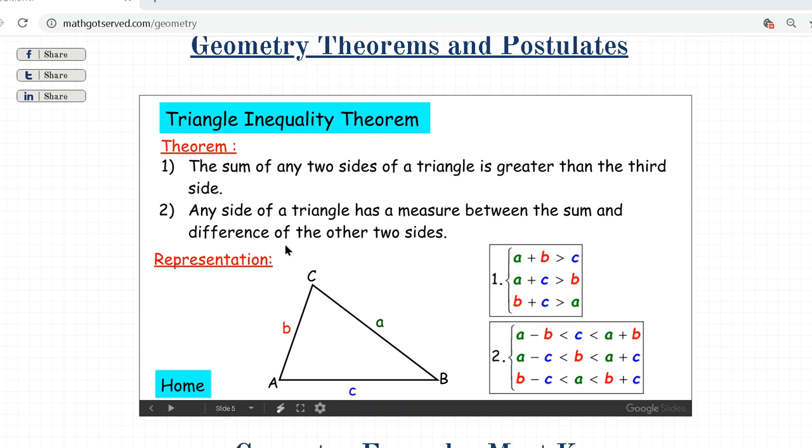And the second part relates to the connection between a side and the other two. Any side is between the measures of the sum and the difference of the other 2 sides, okay? So for example, consider side C. This side right here is going to be greater than the difference of these 2 sides and less than the sum. Same with B and A, okay? So these are the triangle inequality theorems that we're going to be using for the examples for today.